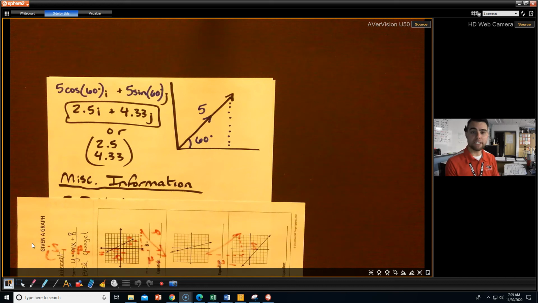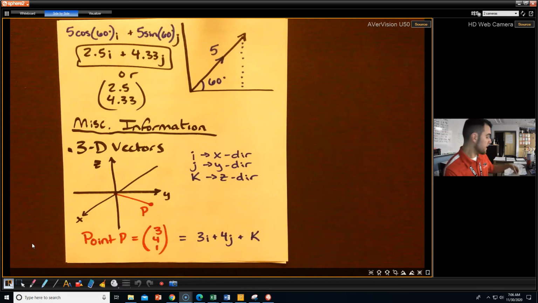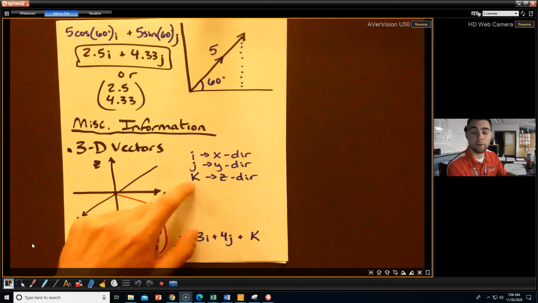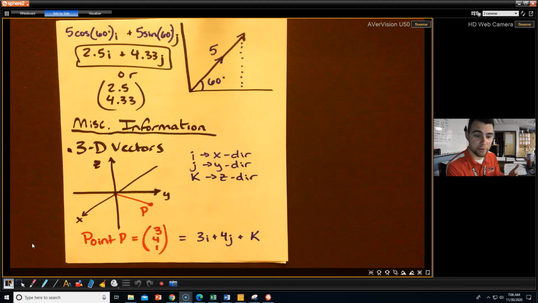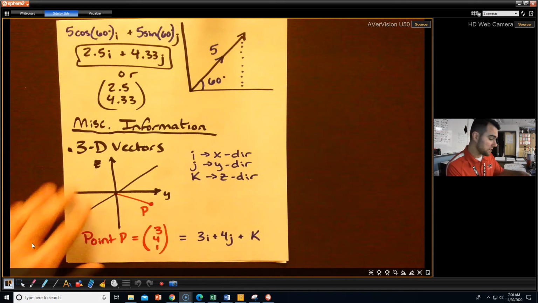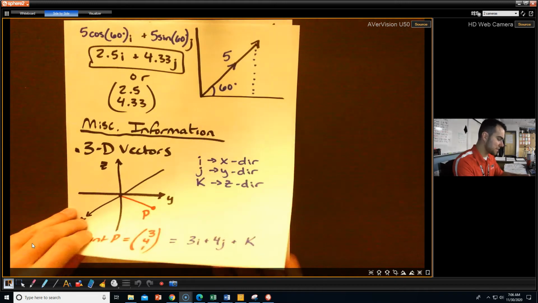Now, there's a little bit of miscellaneous information with vectors that I think we should touch on for a second. For example, there are 3D vectors. We've been working with two dimensions. You're not really going to work with 3D too much in this lesson, but I want you aware of it because they will pop up. Really, the key difference is we have this i, j, and now k. The k is for the z direction. So I can write point P as 3i, 4j plus k. I could write it like that if I was representing a 3D vector.